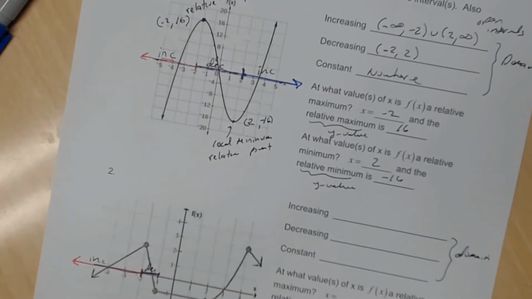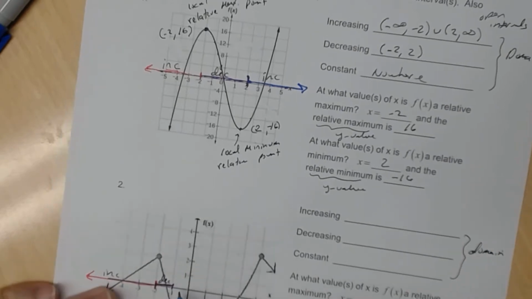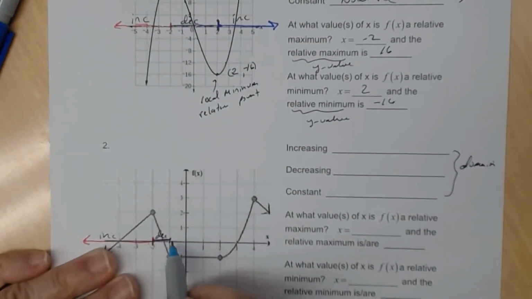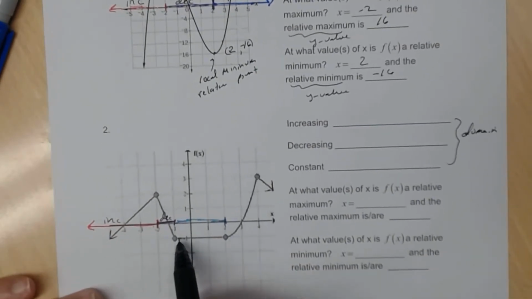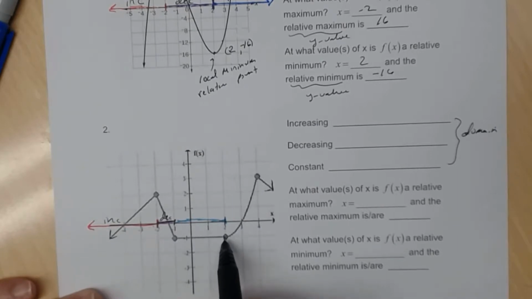Then from -1 to +2 right here, look at what happens to those y values. Your y value stays constant. This y value is -1, this y value is -1, this y value is -1, and so on. So that's constant.